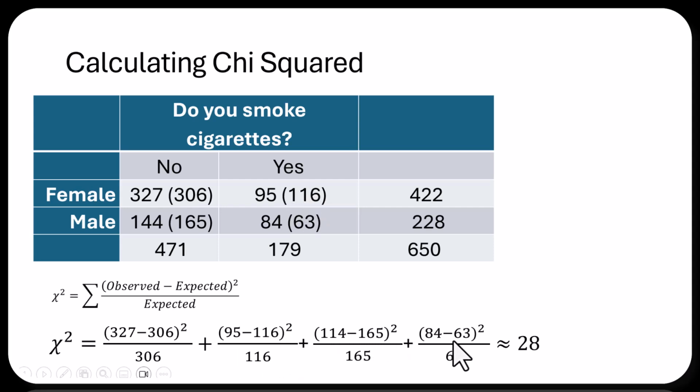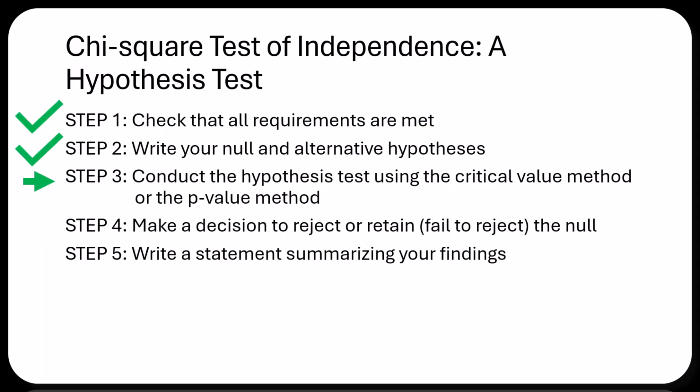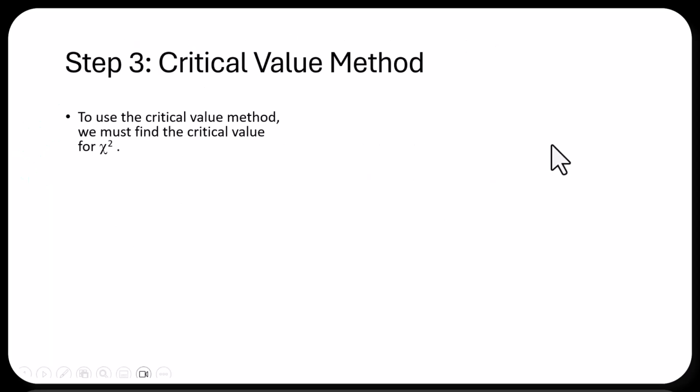And we continue on, and when we do all of that, we get about 28. So just a reminder, we are on step 3 of hypothesis testing, where we're trying to actually conduct the hypothesis test. And again, there are 2 ways to do that. We can use the critical value method or the p-value method. In practice, you would never do both methods for the same problem, but in this video, since this is an instructional video, I will be showing both methods. So let's go ahead and start with the critical value method.